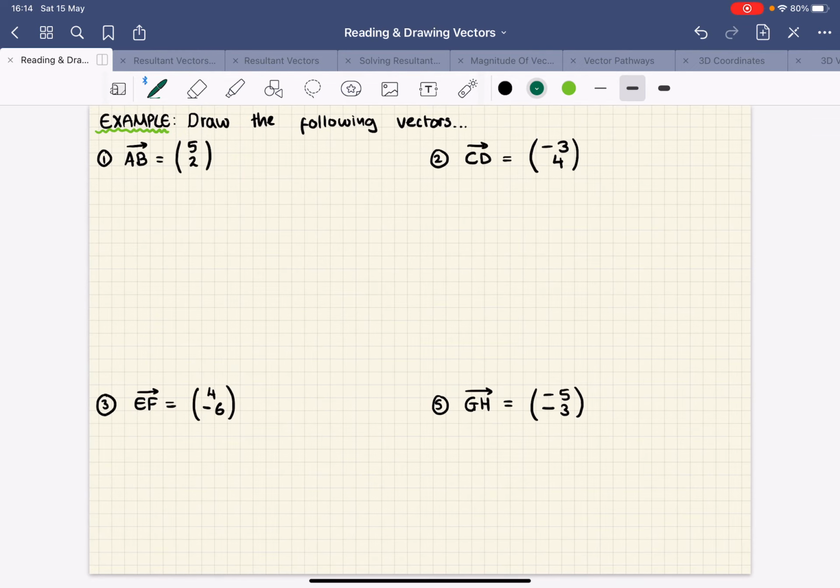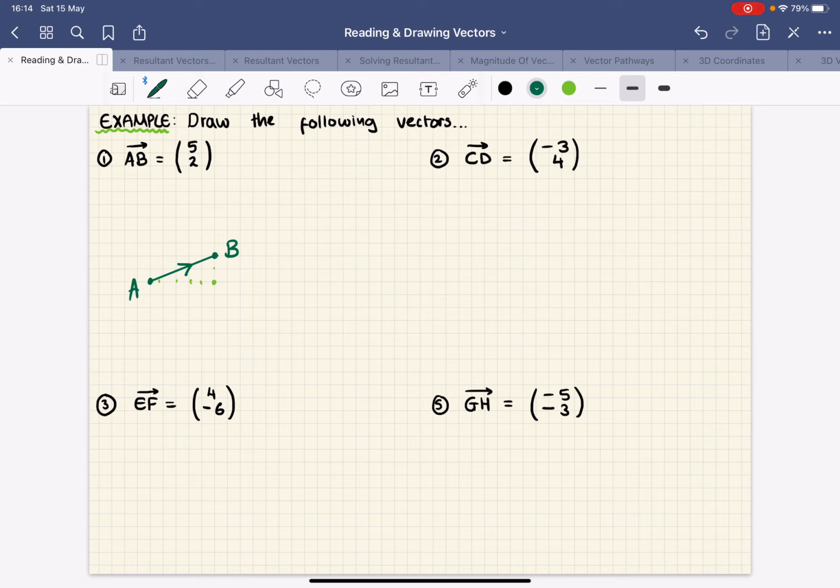So for the first one, I want to draw A to B, and it's (5, 2). So first I'm going to draw on my starting point, which is my A. Then I want to count across 5 spaces. So 1, 2, 3, 4, 5. And then I want to count 2 up. So 1, 2. So that's going to be my B. And then I draw a line connecting them. And then draw the arrow saying this is the direction I'm going from A to B, and that's my vector drawn.